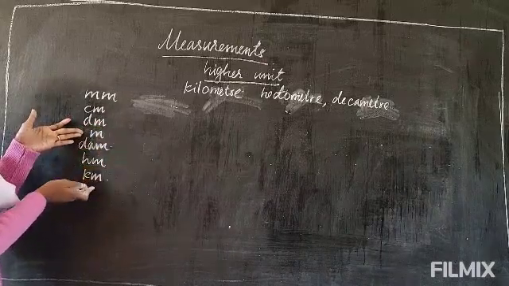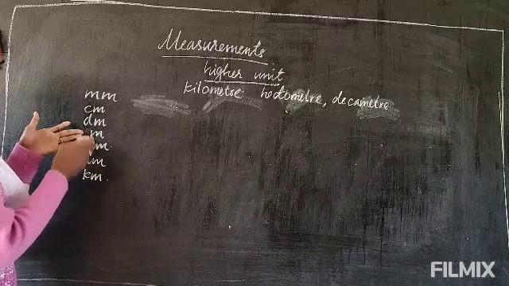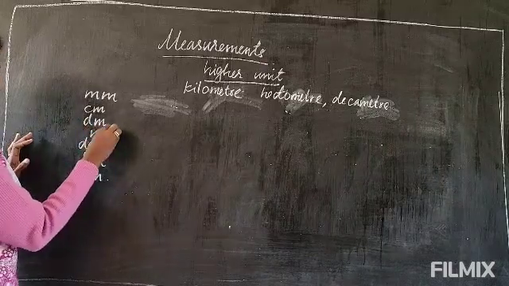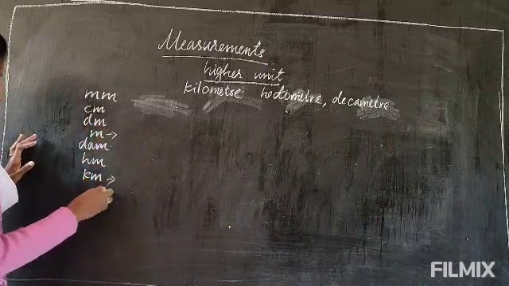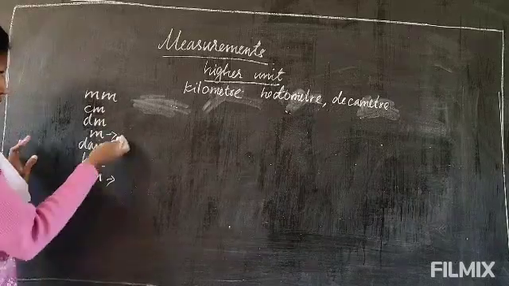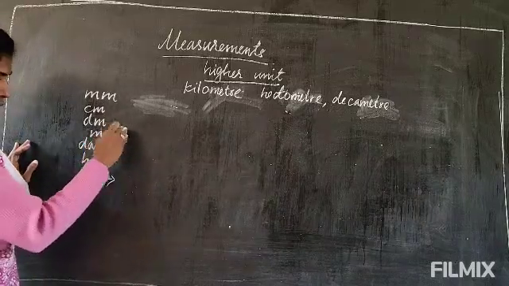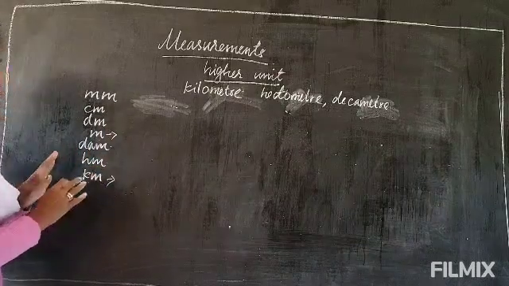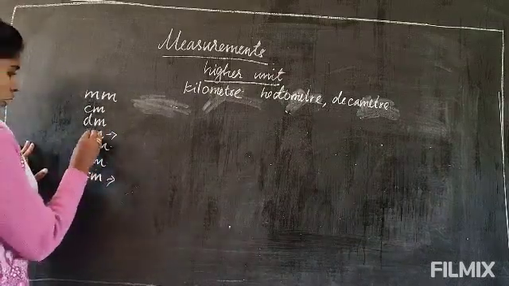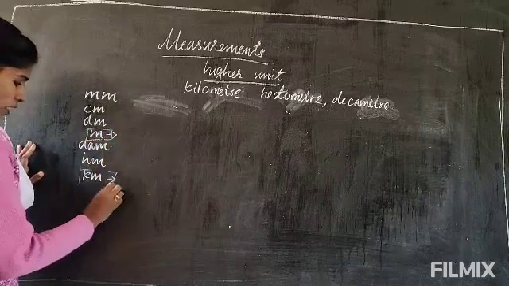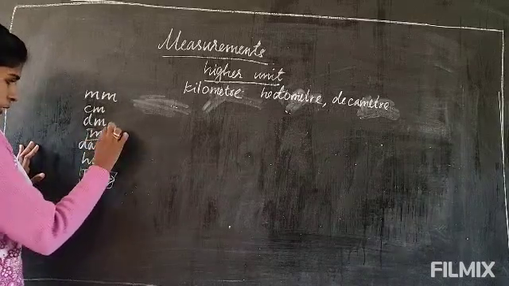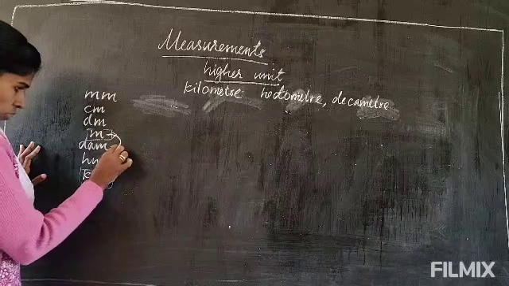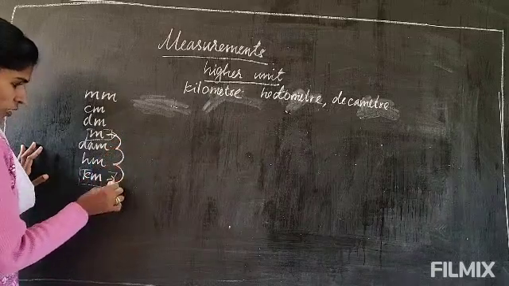So let's see the relationship between meter and kilometer. Meter is the lower unit, it is the smaller one, and kilometer is the higher one. This lower unit we will convert into the higher unit. What is the relationship? Meter is here and kilometer is here. From meter to kilometer, how many steps do we have to come? 1, 2, 3. Three steps we are coming.